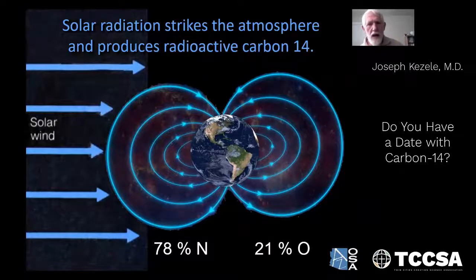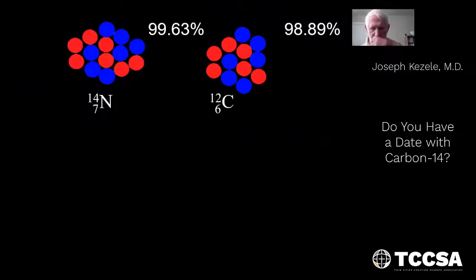So the solar wind, the radiation coming at us from the sun, is to a good degree shielded by this magnetic field. What happens in the upper reaches of the atmosphere, the stratosphere, is that these nitrogen atoms, comprising 78% of the air, are struck by very high energy waves, ions coming from the sun. And here it's showing that 99.63% of nitrogen is nitrogen-14, as opposed to a different isotope. And as I already showed you, carbon-12 is 98.89% of all carbon.